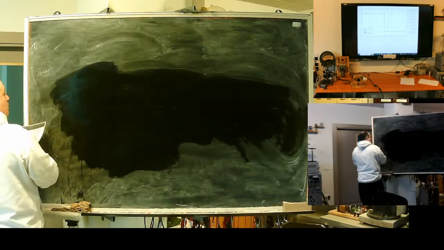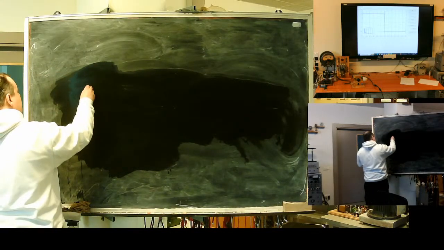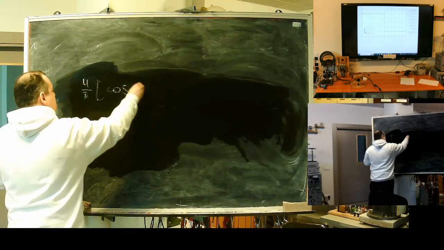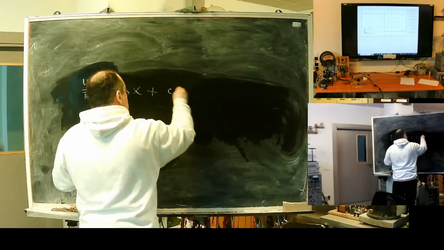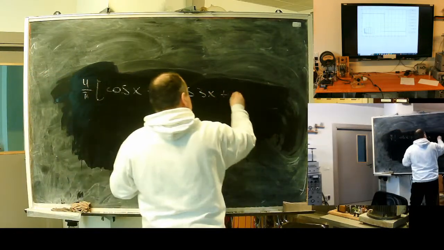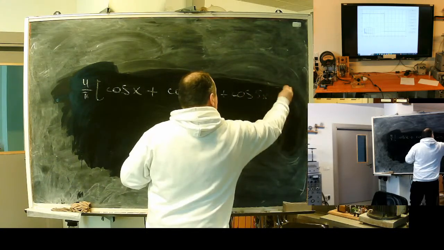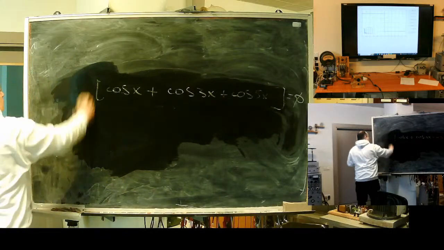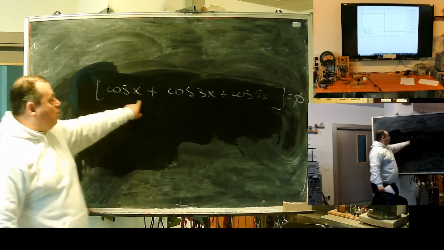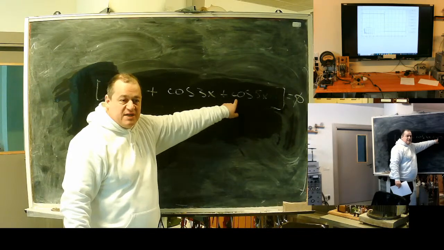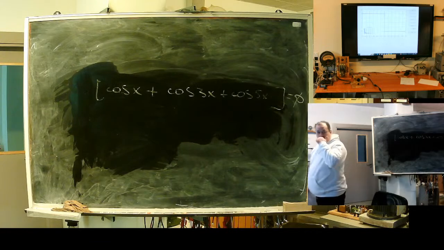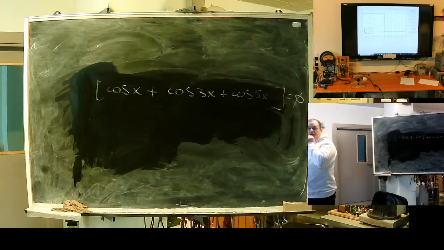The problem. What we need to solve, it will be 4 divided by pi times (cosine x plus cosine 3x plus cosine 5x and so on) equals to 0. We will need to solve an equation: sum of cosines equal to 0. Any idea how to solve such an equation? What does Google say? How to solve a sum of cosines?